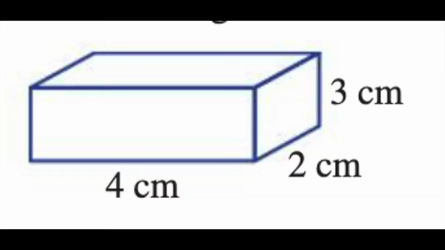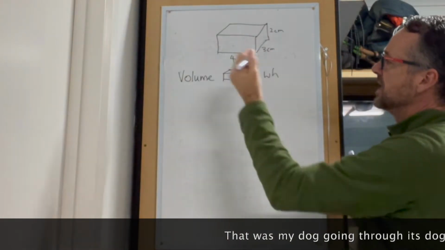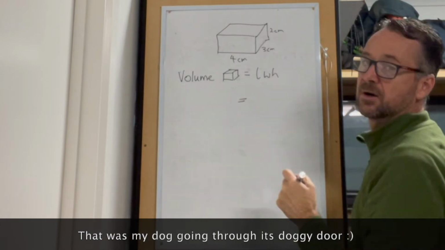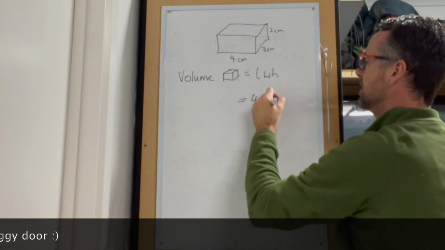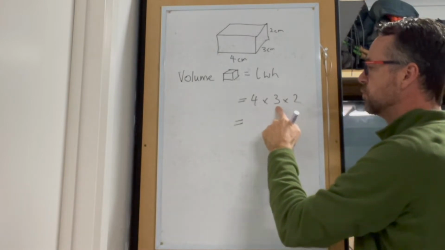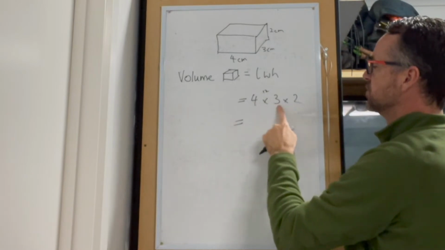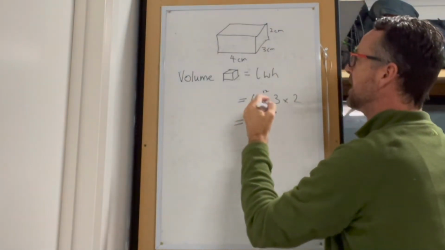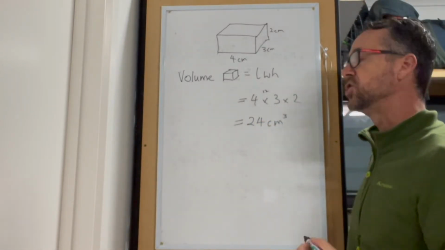So let's look here at our rectangular prism. It's got dimensions on it now. The length is 4 centimeters, the width is 3 centimeters, and the height is 2 centimeters. So we can take that information and put it underneath our rule for volume, which is length, 4, multiplied by width, 3, multiplied by the height, which is 2. So 4 times 3 is 12, times 2 is 24, and it's centimeters cubed, because we're dealing with a volume, so it's a cubic measure.